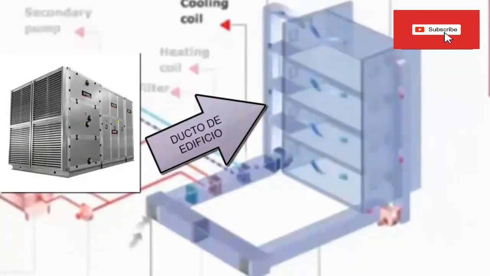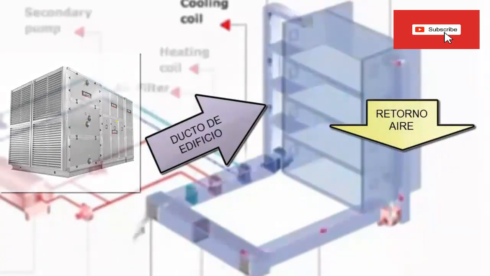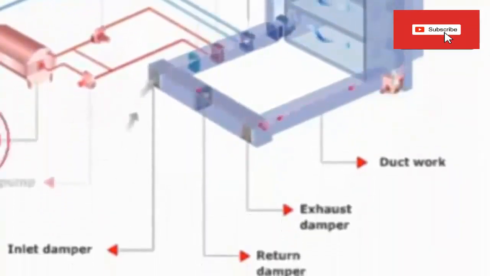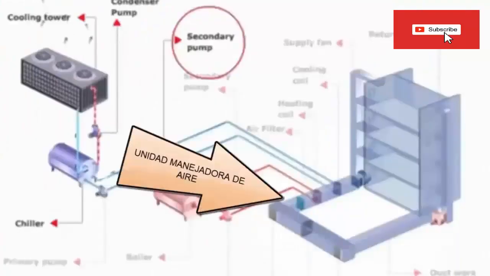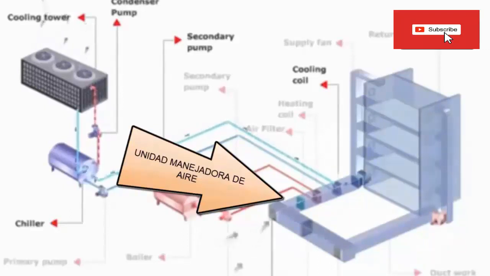The air reaches all the places where it is required. The air returns to the AHU to be conditioned again. Part of the air that returns is expelled, and the other part returns to the AHU. The percentage of air that is expelled to the outside environment must be controlled by a sensor in the air handling unit. The expulsion of already conditioned air is a waste of energy and must be carried out due to hygienic requirements.